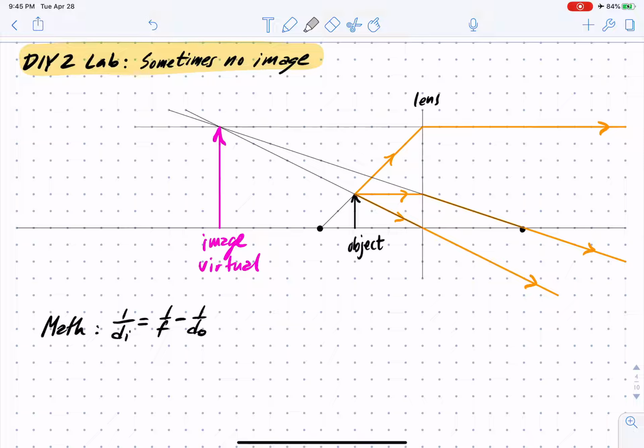Now, let's see how this works with the math, because it seems like something weird is going on. How could the same equation work for both sides? Now let's assume that these squares on this image are 10 centimeters. So that would mean this distance is 60 centimeters, and this one's 40, and this one's 120. So the object distance is 40.